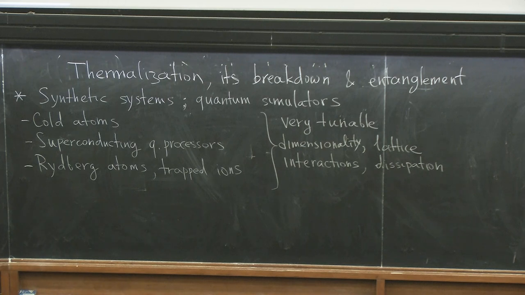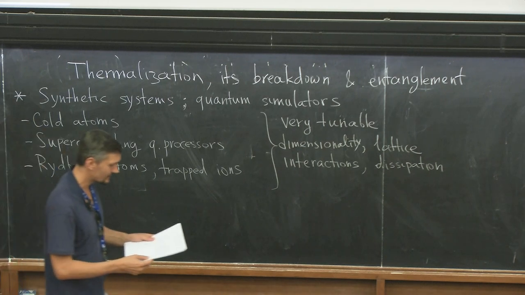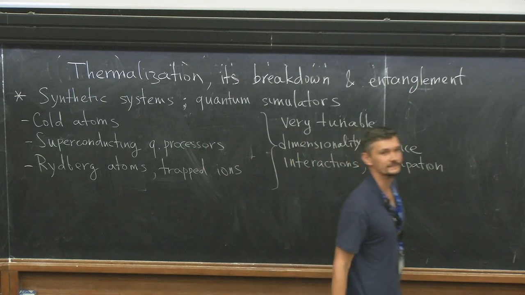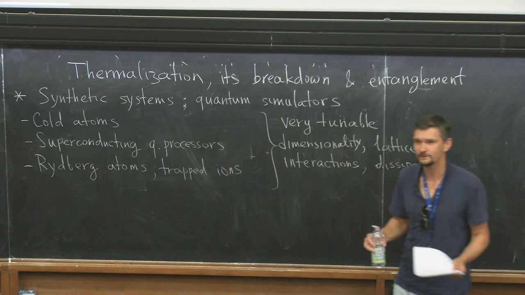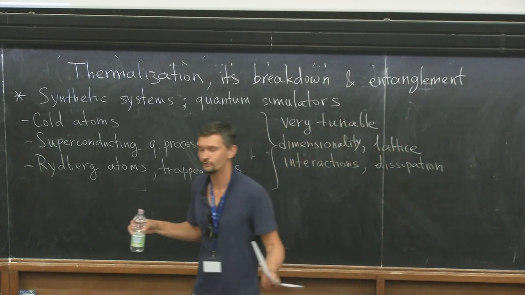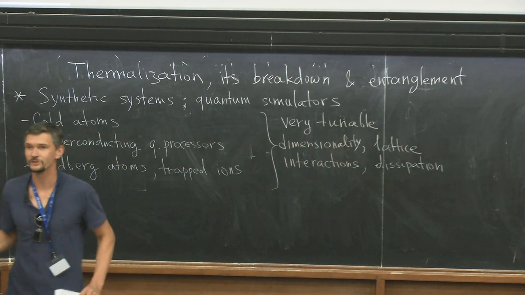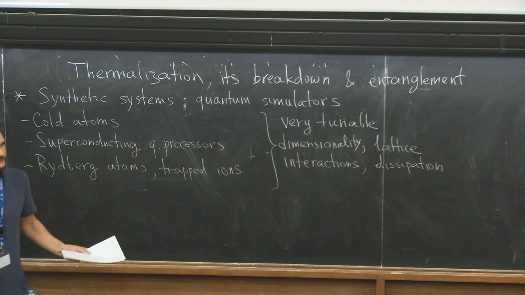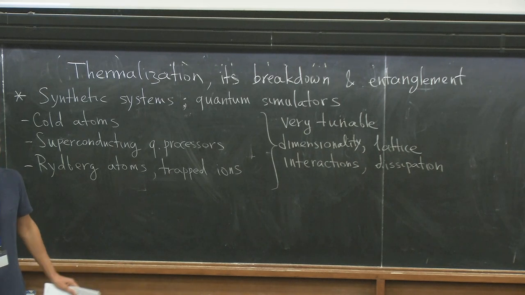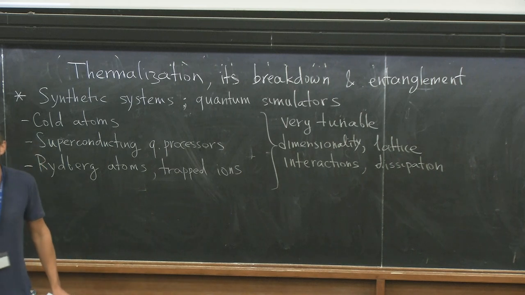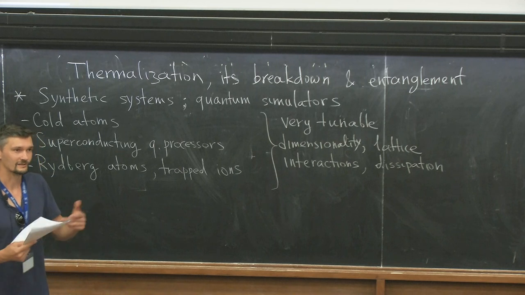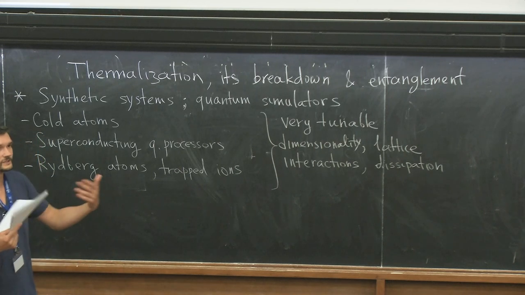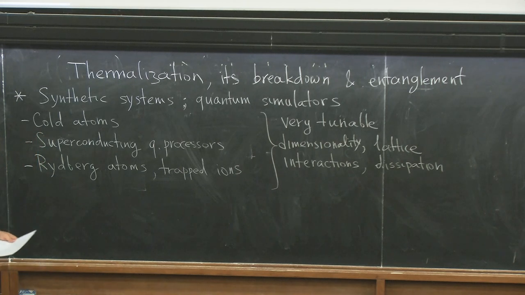Perhaps the original driving force for these developments, one reason why people are developing the systems, is that they're very pure in a way. You know how atoms interact with each other. So they give you a way to realize conceptually simple models. And the idea was, maybe we can learn something about strongly correlated physics from, for example, realizing the Hubbard model and studying its low temperature physics.